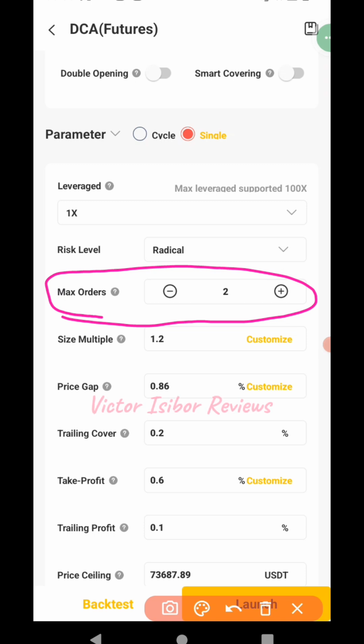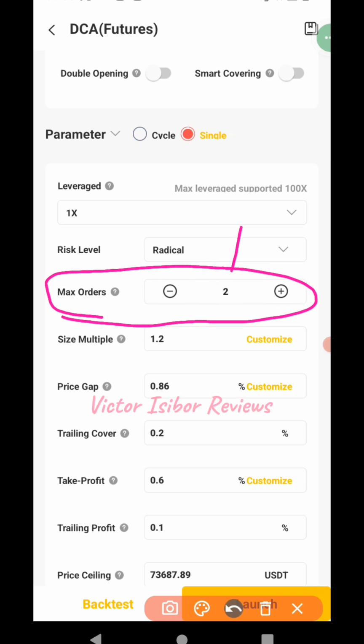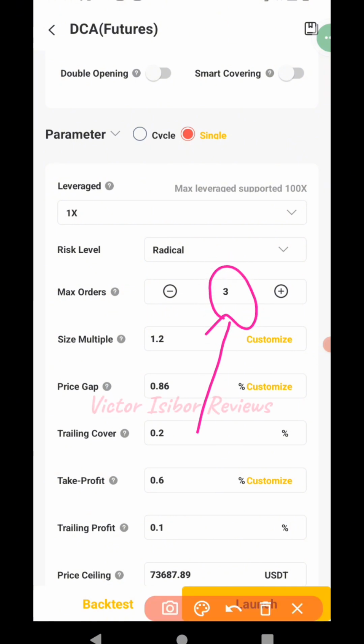Now, the robot is asking, how many times should I repeat this trade? These settings that you have put here, how many times should I replicate it? Currently here, it's on 2. You either tap on the minus button to reduce it to 1, or tap on the plus button to increase it to 3. So, for instance, if I tap on the plus button to increase it to 3, you see we have 3 here now.